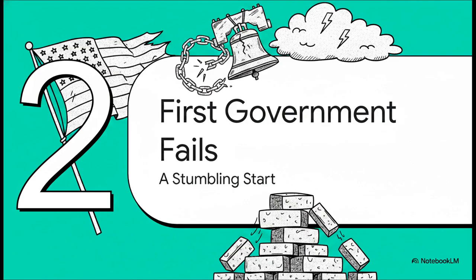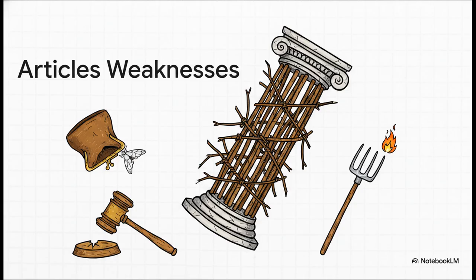Moving right along to Section 2, the first government fails, a stumbling start. Winning the Revolutionary War was really only half the battle. Their first attempt at self-governance, the Articles of Confederation, successfully prevented a new tyranny, sure, but as history shows, it completely failed to unify the economy. Congress couldn't raise taxes, they couldn't regulate trade. When desperate, debt-ridden farmers launched Shays' Rebellion, the central government was simply too weak to even muster a response. The entire system was functionally paralyzed.